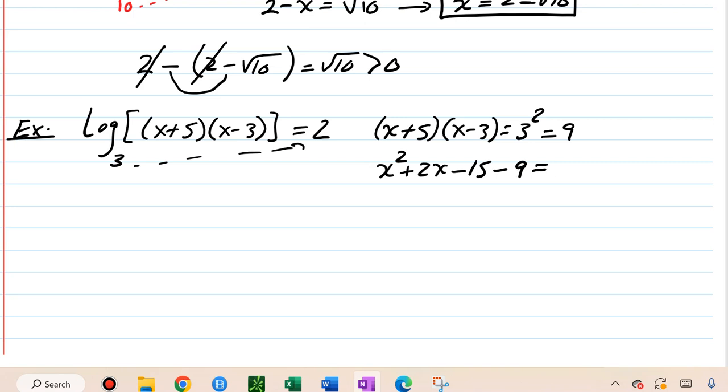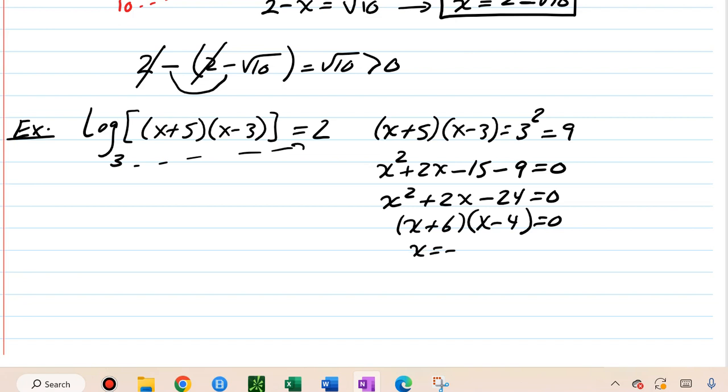I'm going to bring 9 to the other side so I don't have to rewrite it in another step. Now, negative 15 minus 9, that's negative 24, equals 0. And then this too will be factorable. The factored form would be x plus 6 times x minus 4 equals 0. From which we can solve: set each factor equal to 0 and solve. And we get x equals negative 6 and 4.